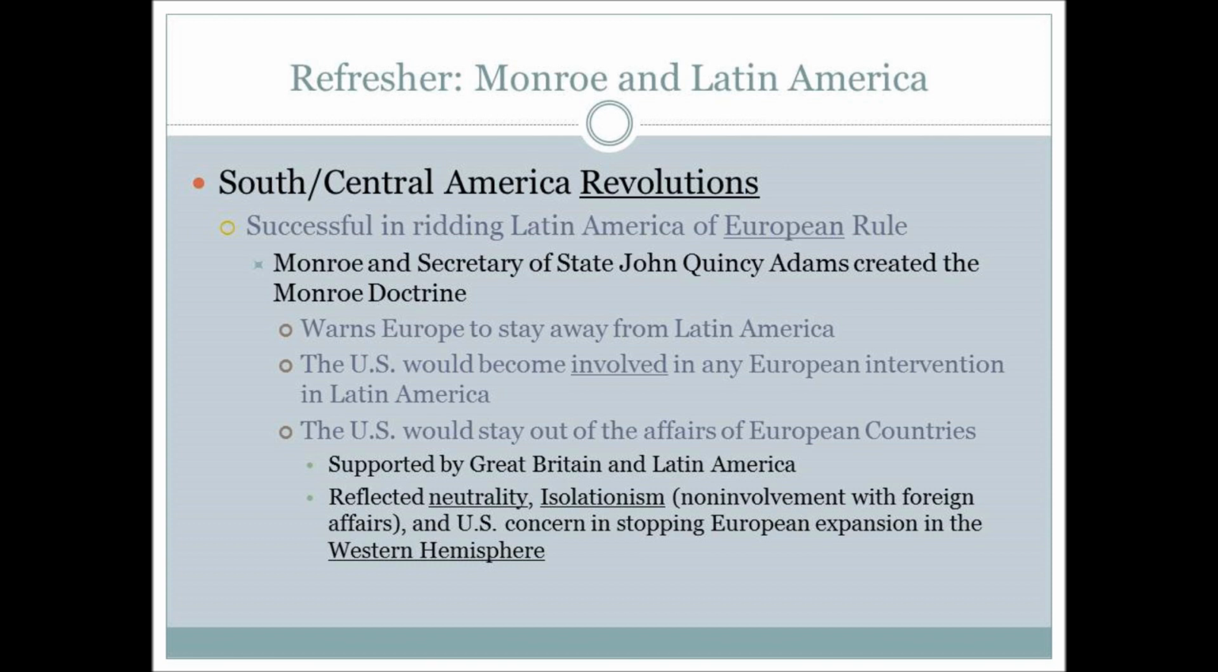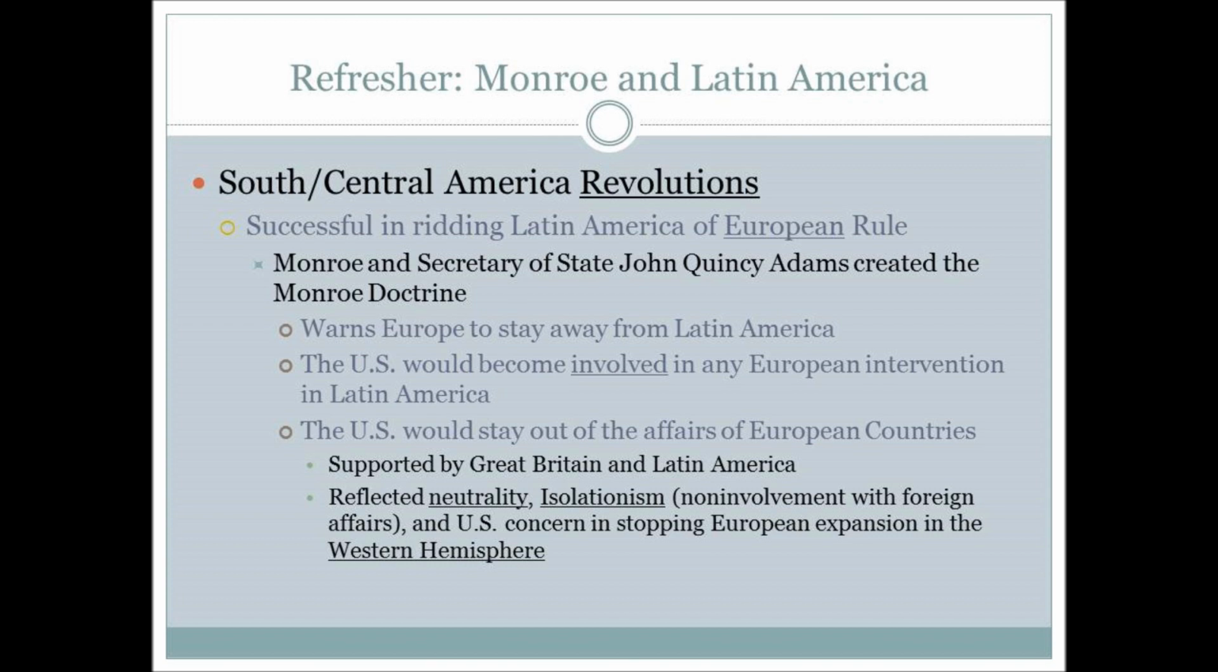The U.S. said that if Europe came over to the Western Hemisphere, the United States would get involved. They'd be like a big brother, a protectorate of the entire Western Hemisphere. And the U.S. said if Europe stays out of Latin America, the United States would stay out of Europe. This was supported by Great Britain and Latin America.